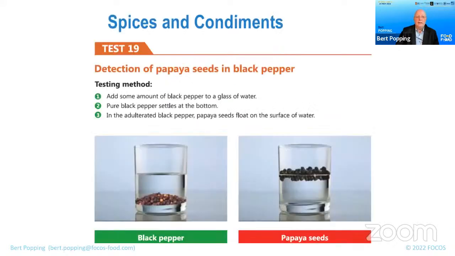So let's just say you have black pepper adulterated with papaya seeds. If you put it in water, you can see that the black pepper sinks to the ground. The papaya seeds, because they're much, much lighter, float in the water. So it's a very simple detection, just using a glass of water.